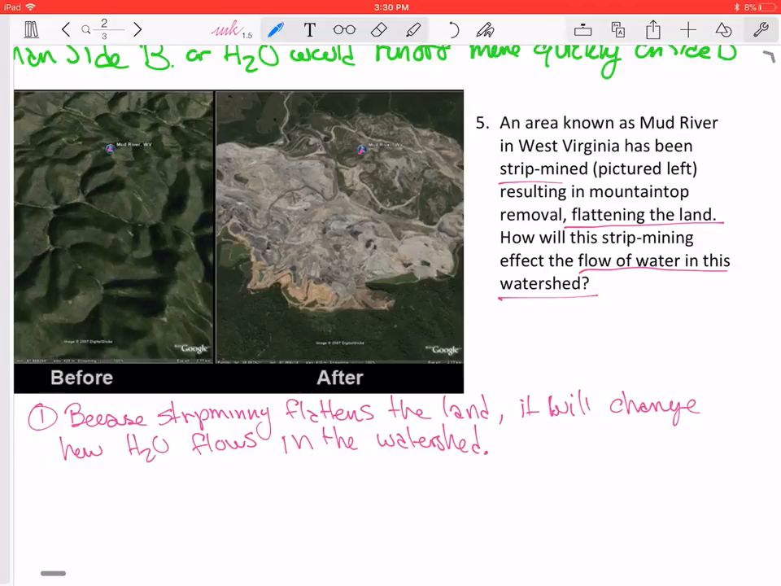And a lot of you guys cited that it can dam streams or rivers sometimes. So if there's a river flowing through, you can almost see one right here. What it'll do sometimes, it'll literally dam it up.